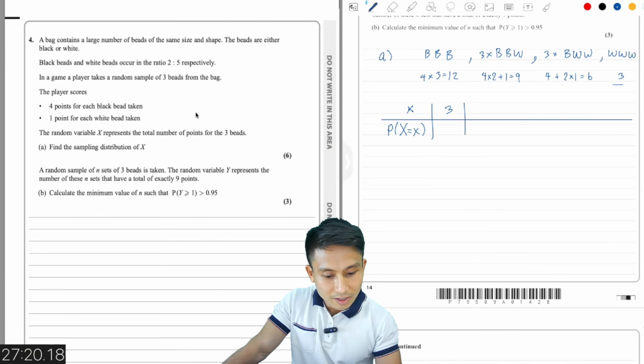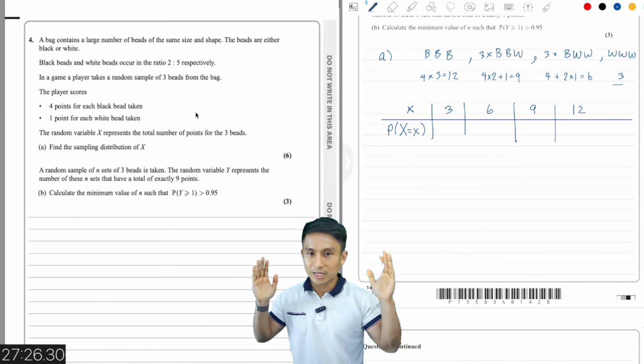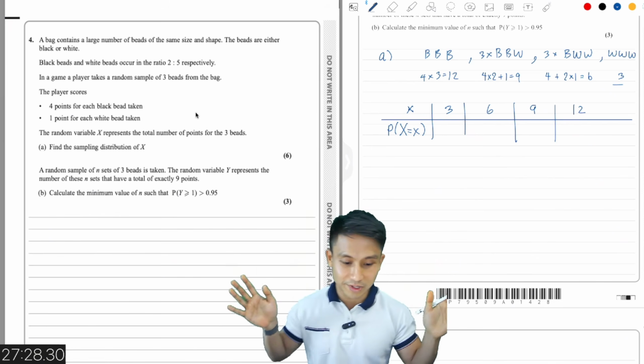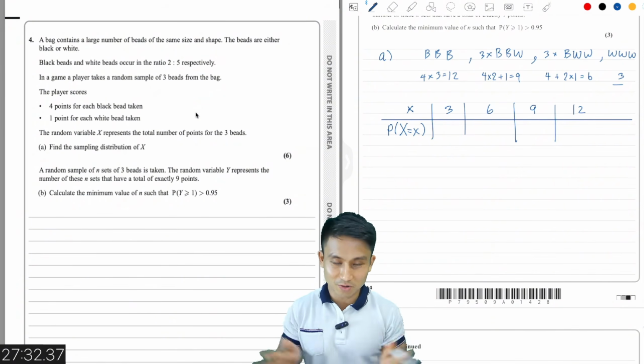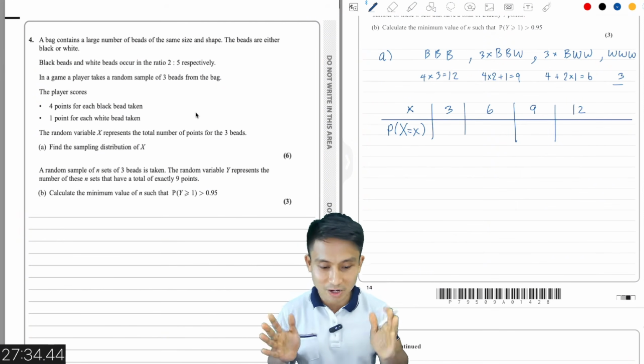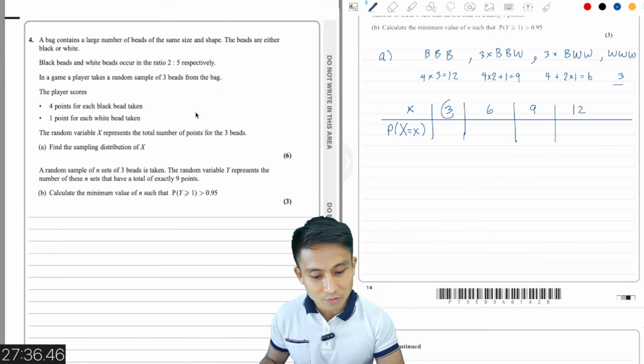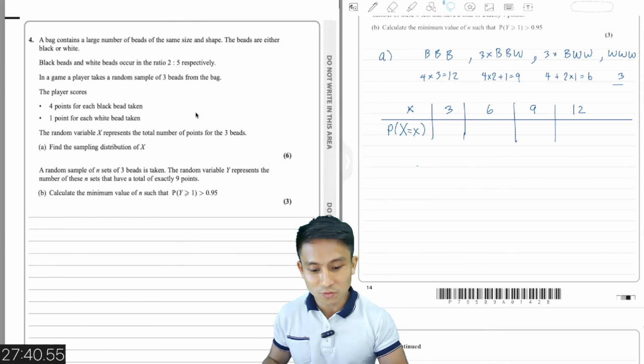3 in order, that's 6, 9, and 12, yeah? All the possible cases where you can get the number of points. It's not about getting B's or W's, but it's about the total point here. So that's the variable x. So how do you get 3 points? Well, you need to get 3 W's.